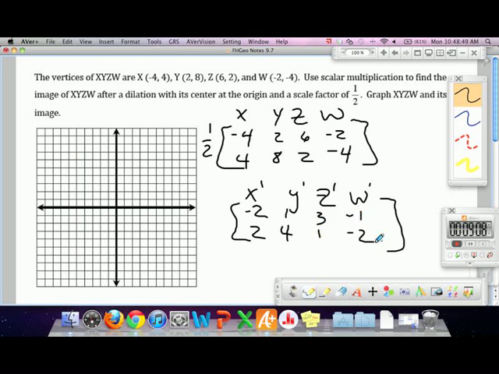Graph all those points. Finish this problem by graphing each of these two quadrilaterals, and then work on the last one.